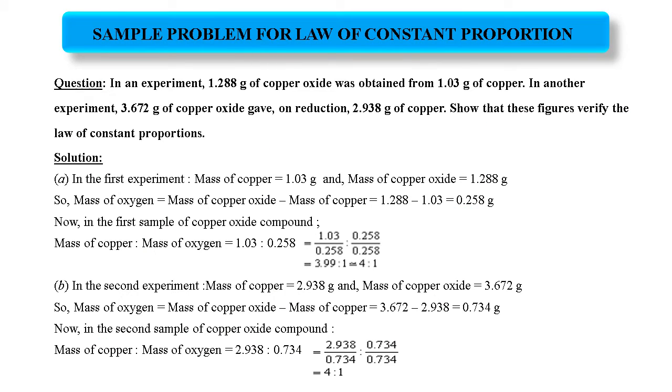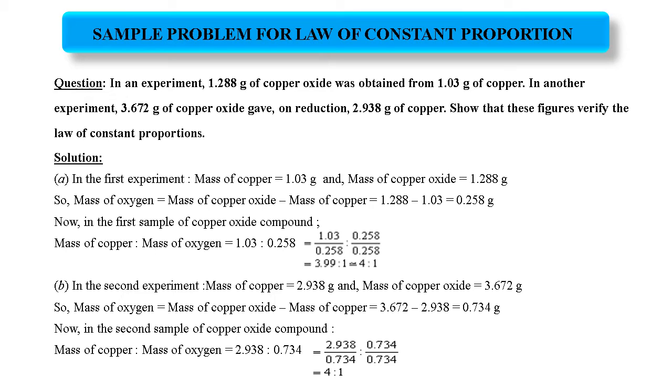Now, let's solve a sample problem related to this law. So, the question is, in an experiment, 1.288 gram of copper oxide was obtained from 1.03 gram of copper. In another experiment, 3.672 gram of copper oxide gave, on reduction, 2.938 gram of copper.